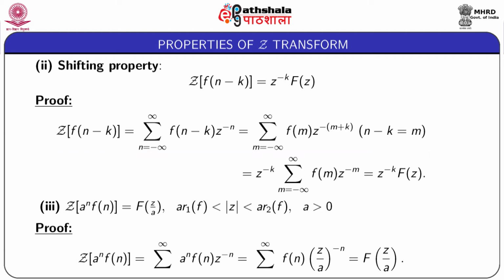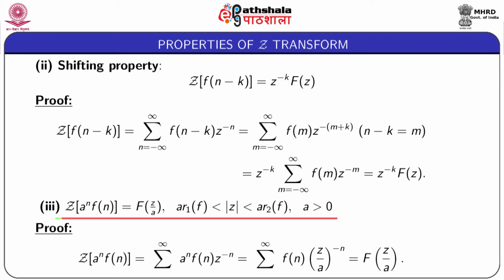and this is equal to z to the power minus k summation m equal to minus infinity to plus infinity f(m) z to the power minus m, and this summation is the Z transform of small f(m), so that we can write it as z to the power minus k F(z). So, the shifting property is proved.